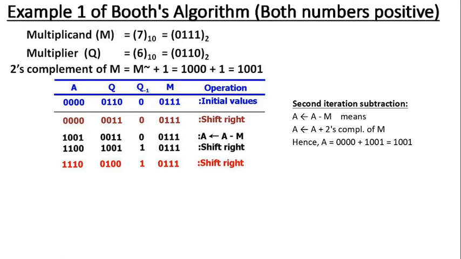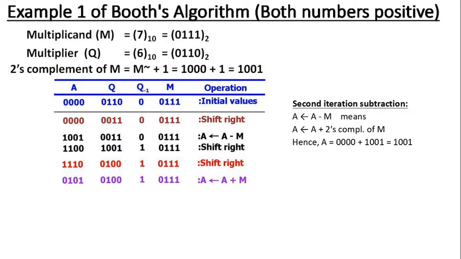And whenever the Q0, Q minus 1 bits are 0, 1, in that case, Booth's algorithm states that the A plus M operation, arithmetic addition, is to be performed. So in the fourth iteration, first of all, arithmetic addition: A plus M, and the result is to be copied to A. So here, the first step, that is the arithmetic addition step of that fourth iteration, is clearly shown.